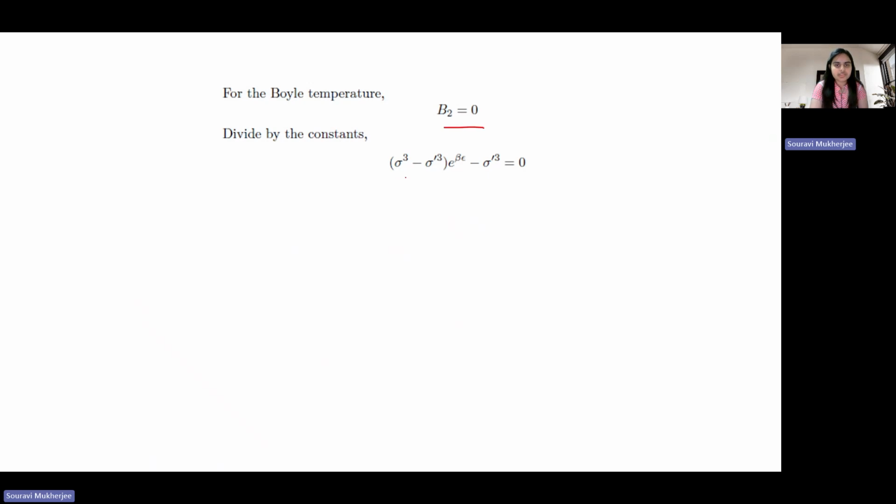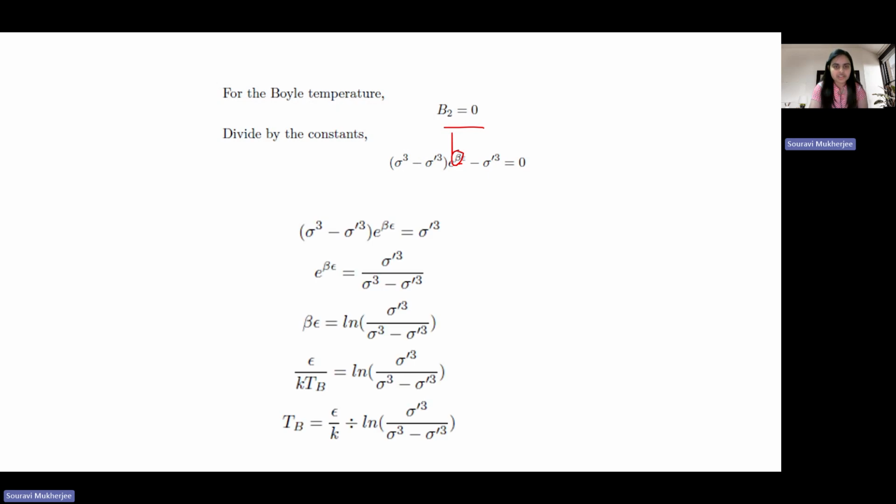So now you can just remodify it. You want to find the temperature, remember? That means beta has a 1 by kT term, right? So you have to write beta in terms of the other terms and then replace beta by 1 by kT, and the T is what you want to find. So it's something like this. For B2 to go to 0, this is how it should look. From there, you can find an expression for the Boyle's temperature. So this is how it typically looks.